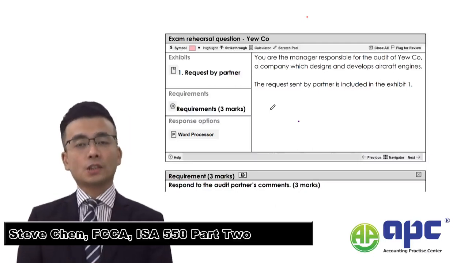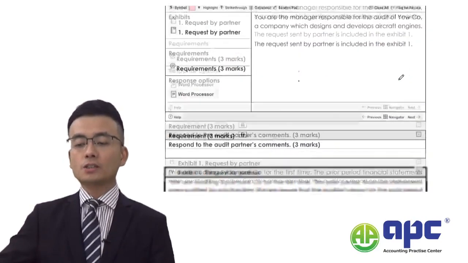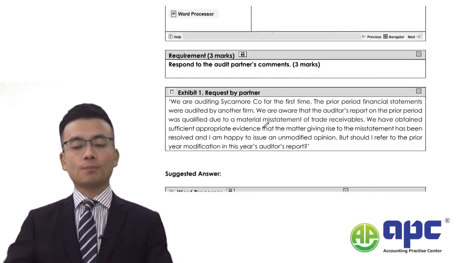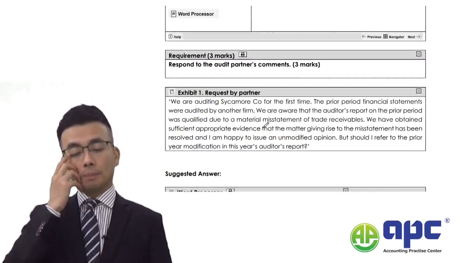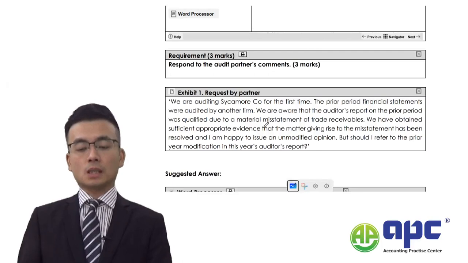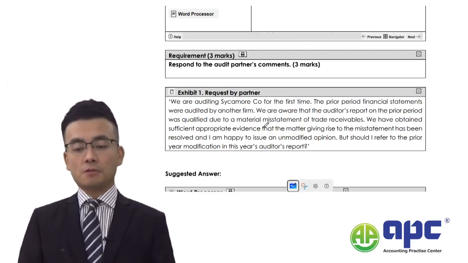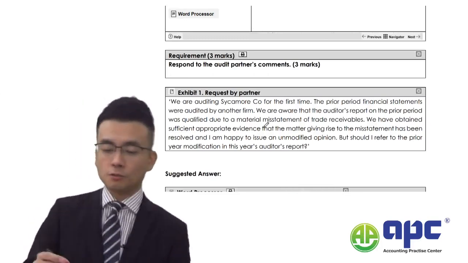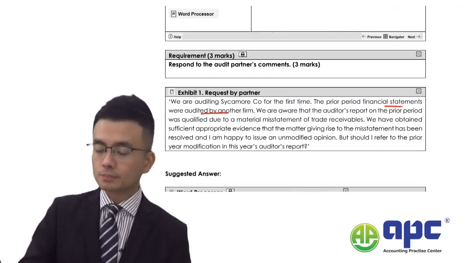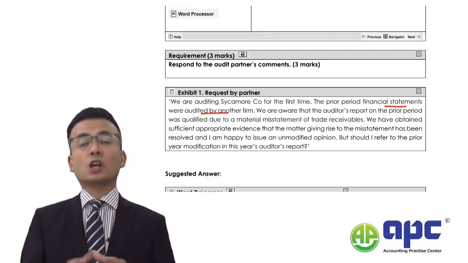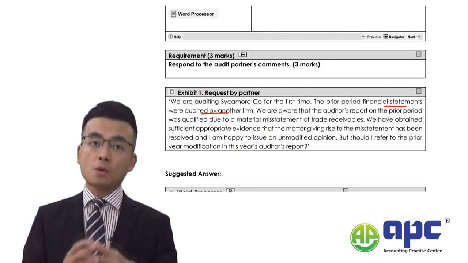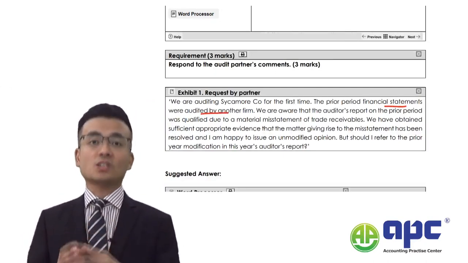Welcome to this case study going through ISA 710. We're required to audit the yield code and respond to the partner's comment. Now, the partner says we're auditing the S company for the very first time, and the prior period financial statements were audited by another firm. So in other words, this is not the first time that the client's company is subject to audit, but it's the very first time that we audit this client.